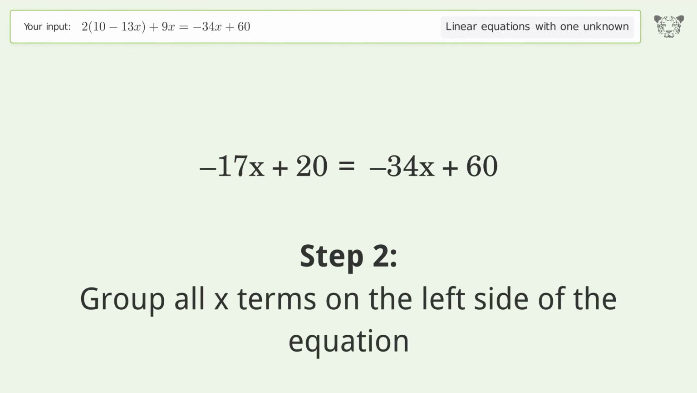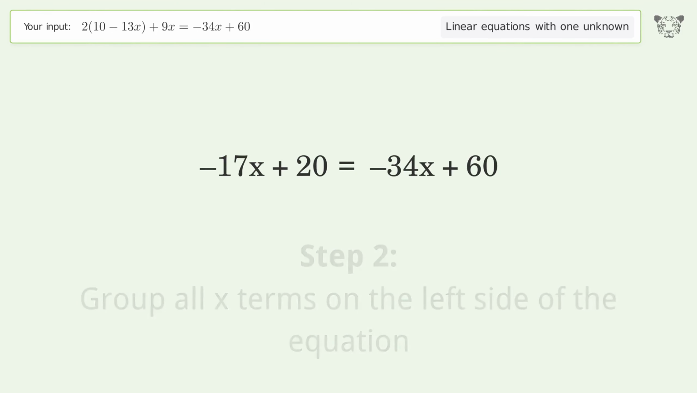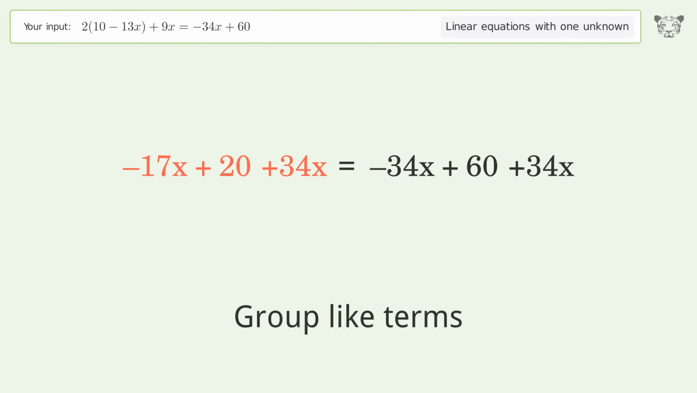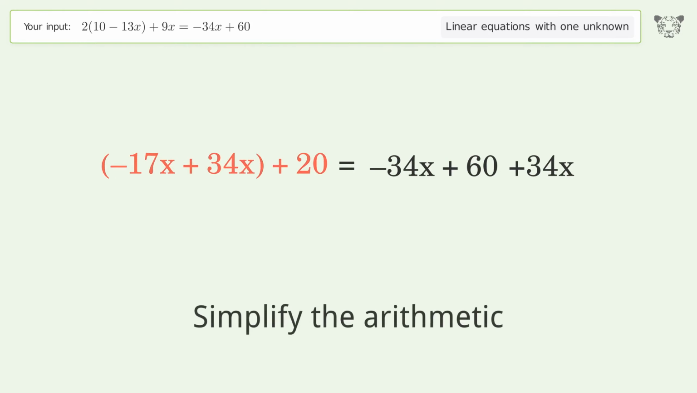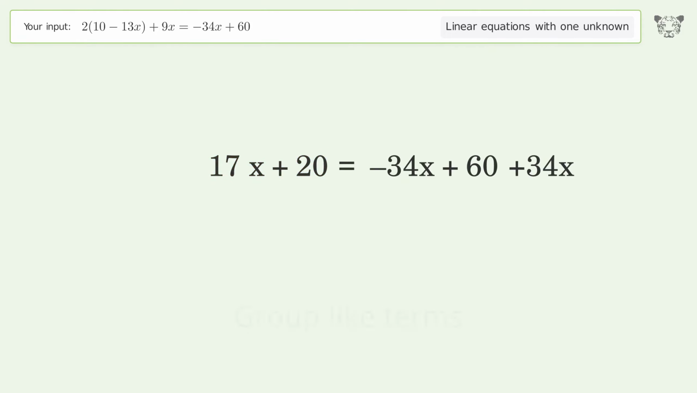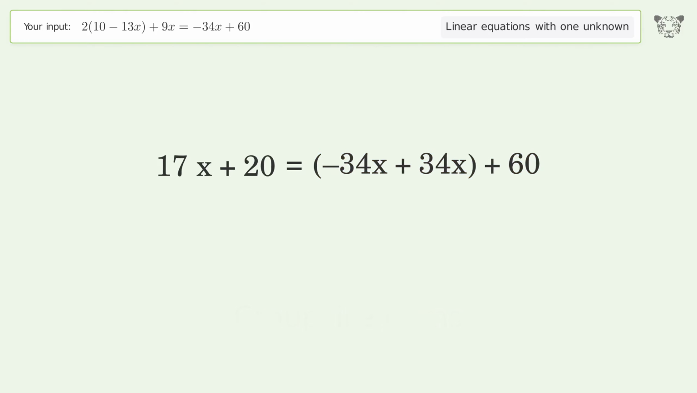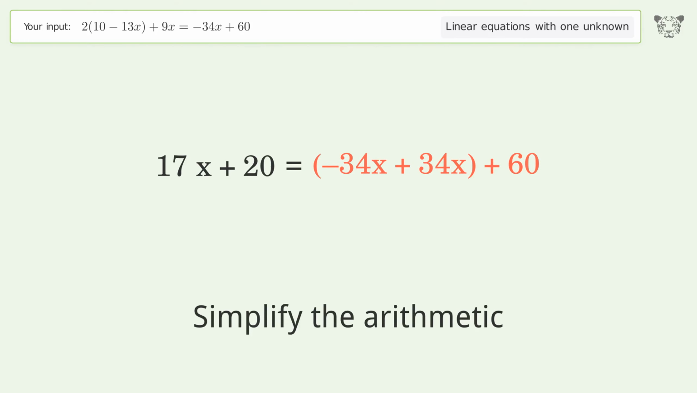Group all x terms on the left side of the equation. Add 34x to both sides. Group like terms. Simplify the arithmetic. Group like terms. Simplify the arithmetic.